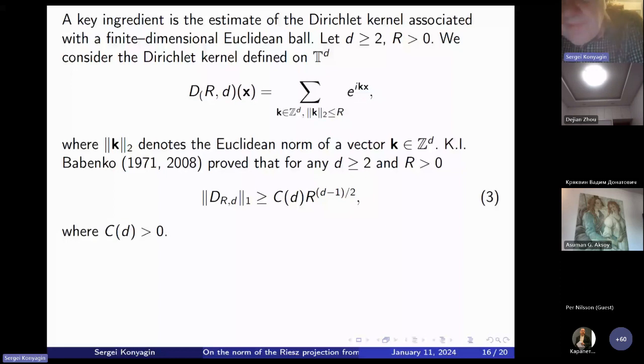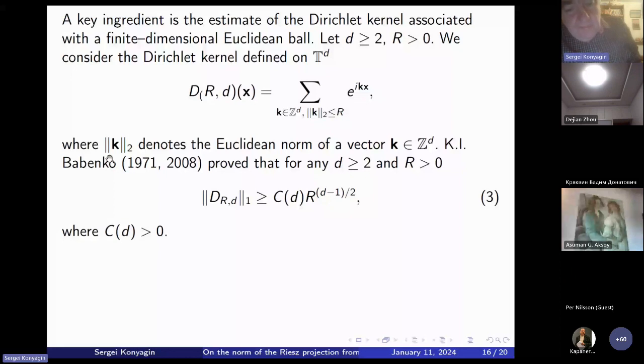So let d be a positive integer, d is at least 2, r is greater than 0, and we define the d-dimensional Dirichlet kernel. The norm is the usual Euclidean norm of the d-dimensional vector k. And Babenko proved that for any d greater than or equal to 2, we have the following inequality. Actually, the upper estimate was known. So for any fixed d, this is the correct order. The correct order of this norm is r to the power (d minus 1) over 2.